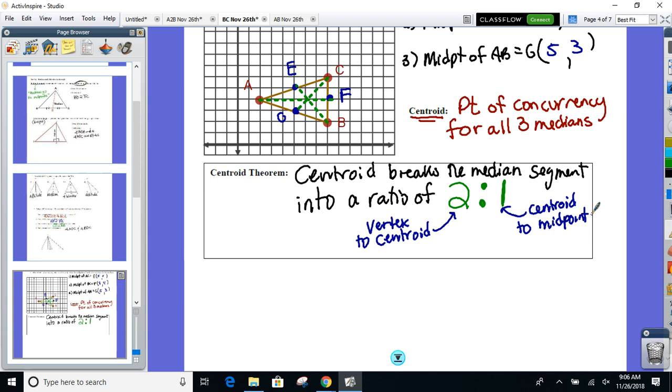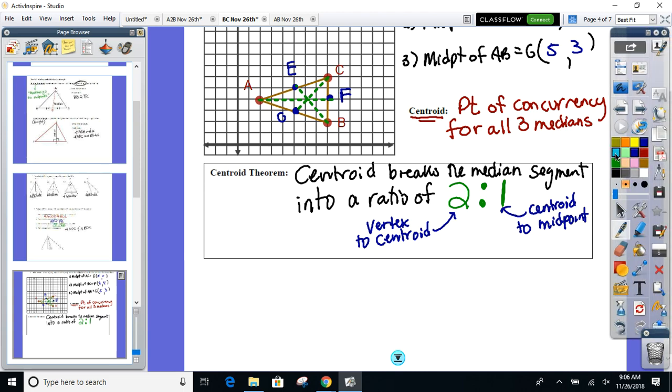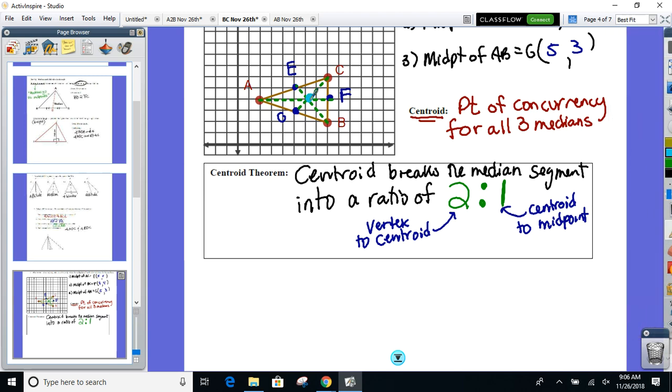Go back to your graph right now. What do we want to call this point? Can't call it C for centroid because I already got C. Z, you got it. We'll call it Z. Here's what this means, everybody. Somebody pick one median in our diagram. AF. If I'm talking about median AF, the part from A to Z is double the length of Z to F. That's what this 2 to 1 means. From vertex to the centroid is double centroid to the midpoint.